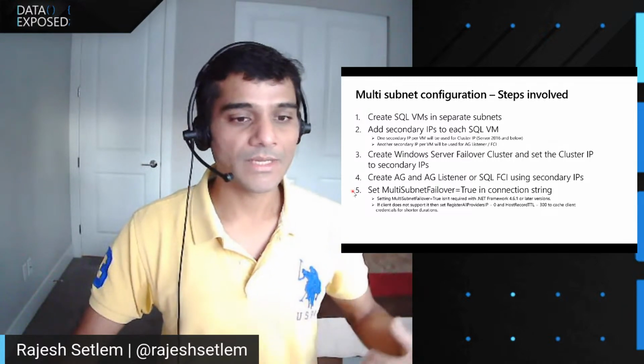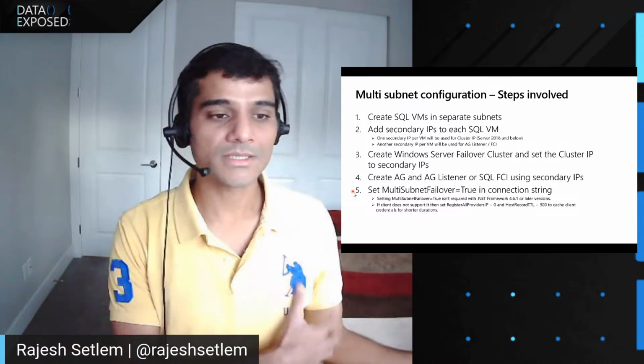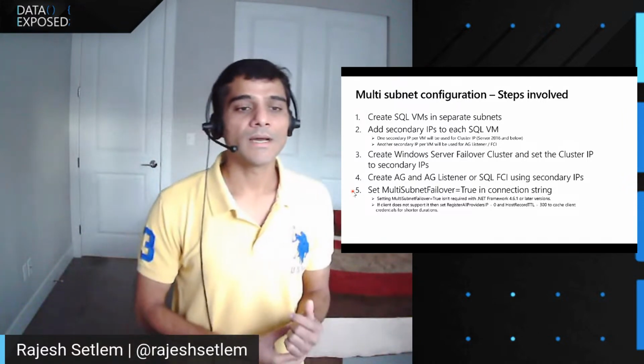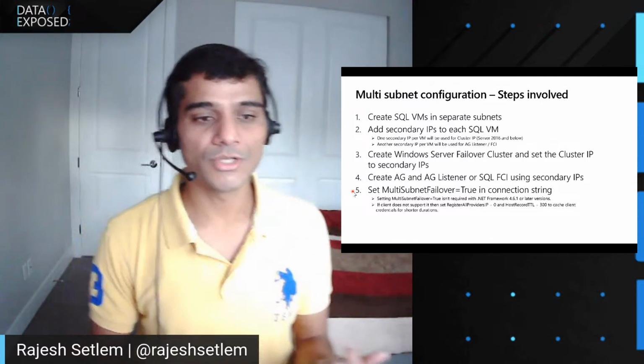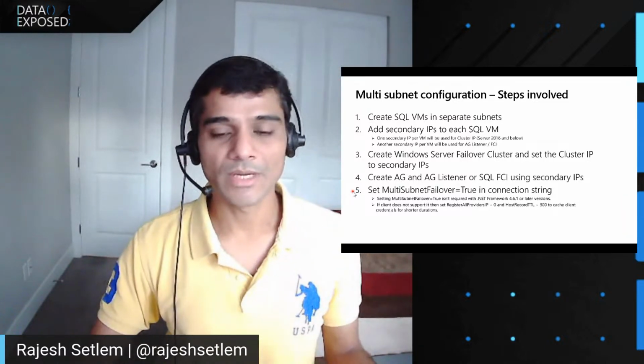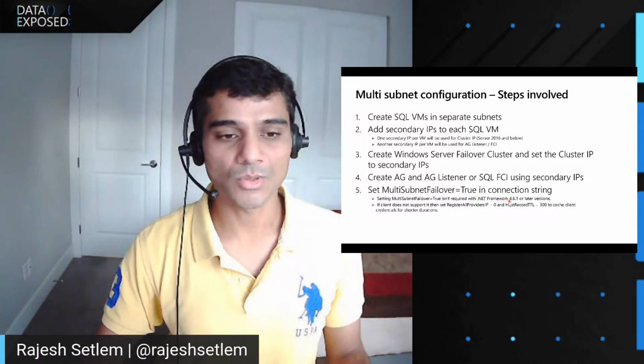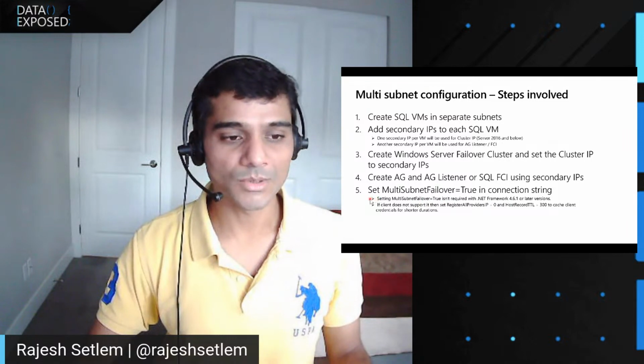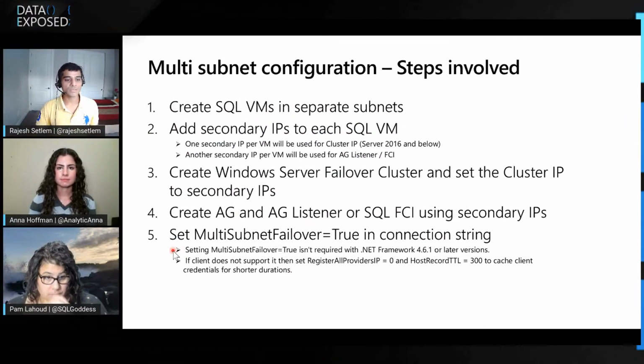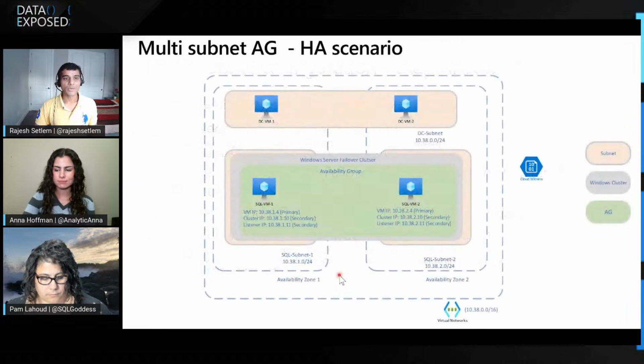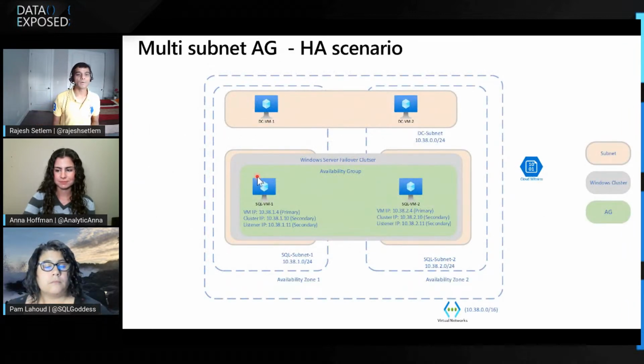And the last step, if you're trying to connect, the connection string needs to have multi-subnet failover. It's not a big requirement for the newer clients. If you have anything above .NET 4.6.1, this is something that's already out there. But if there are some older clients which don't support the multi-subnet failover switch, we also have some workarounds in terms of setting the register all IP providers to 0, and then setting a lower host TTL record. So this is something that's already known to many customers, right? Let's quickly get into the architecture diagram, and then I'll get into the demo part of showing all of this in action, right?